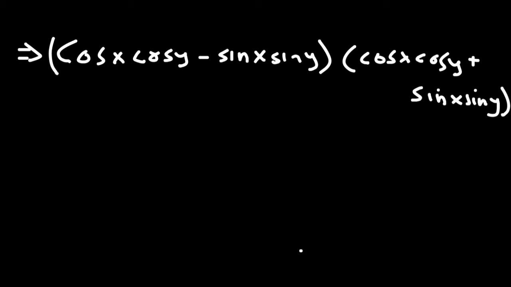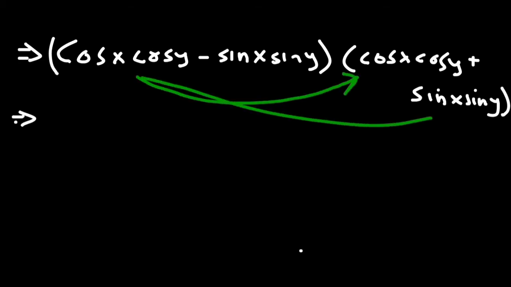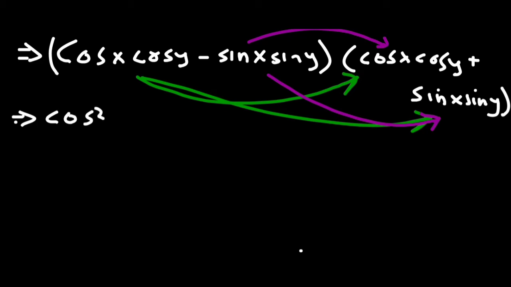What's next? The next thing that we are going to do is just to distribute. We are going to multiply that by that and also by that, and then this by this and also by that. So let us try to expand. Cos x cos y times cos x cos y is the same as cos squared x cos squared y.